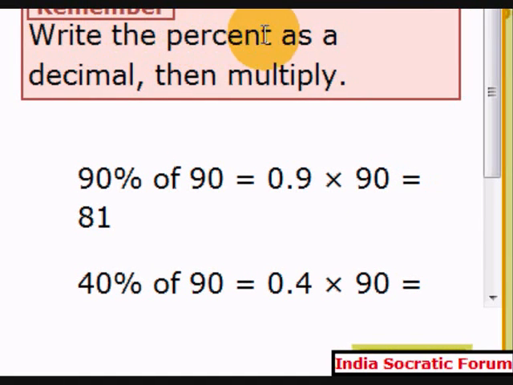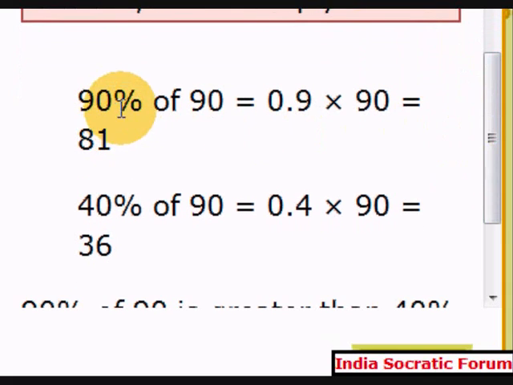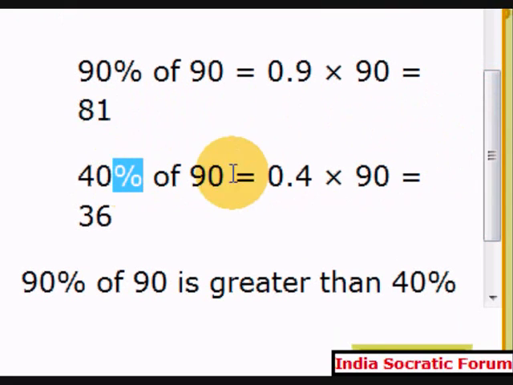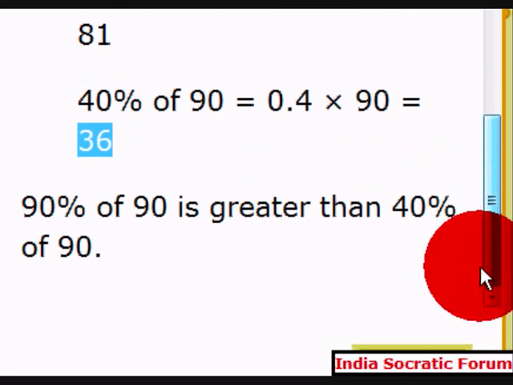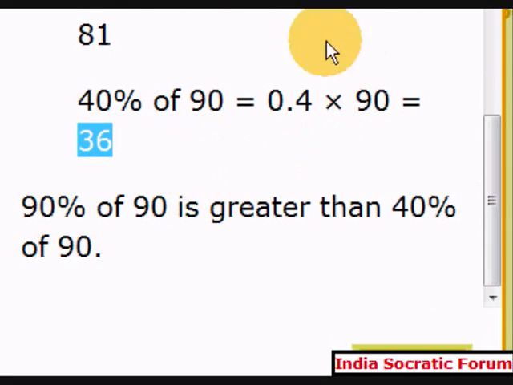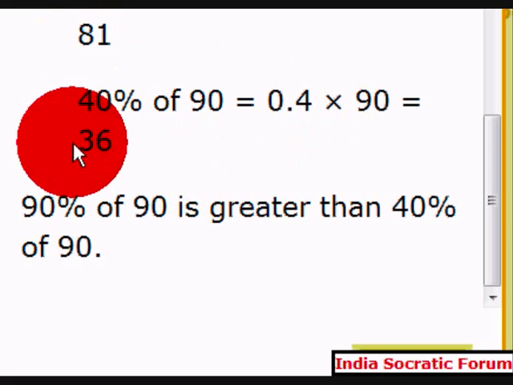Step 1: remember the rule, write the percent as a decimal, then multiply. 90% of 90, how do you write? 90% is 0.9, of 90 is multiplied by 90. 0.9 into 90 is 81. 40% of 90 is 0.4 times 90 equals 36. So 90% of 90, which is 81, is greater than 36.